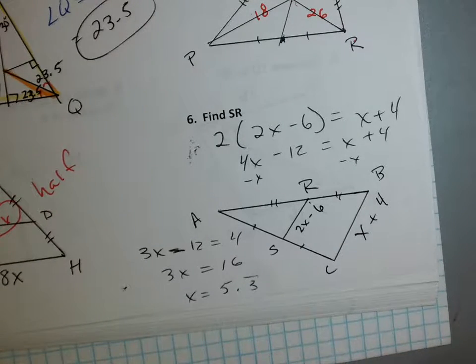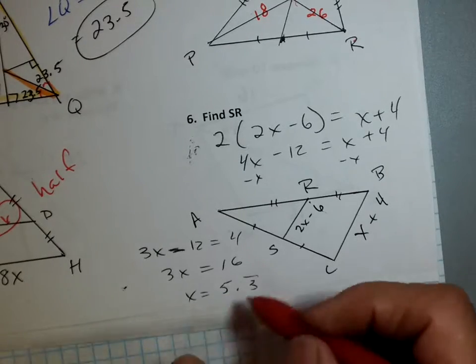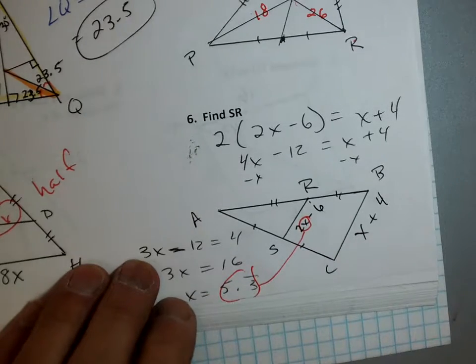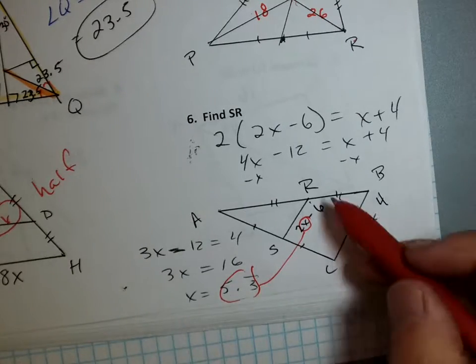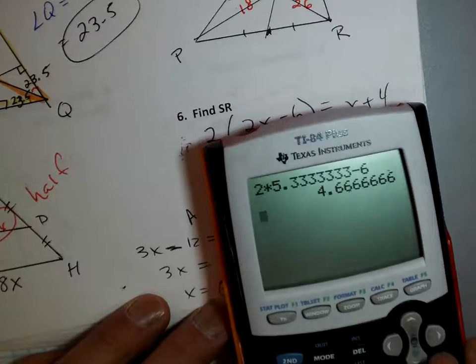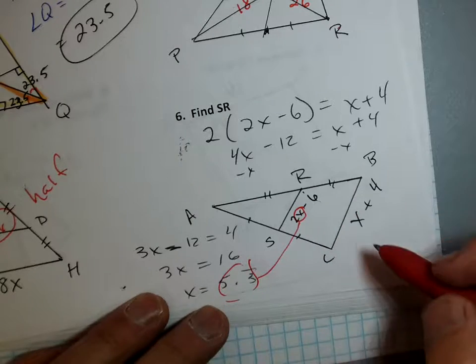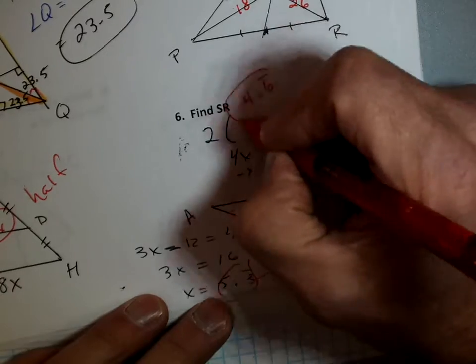Okay, now I need to find SR, so plug that in. I'm just going to take my 5 1/3, I'll plug it right there, okay? All right, so I'm going to go, okay, I can do this. 2 times 5.3 repeating minus 6, and I get an answer about 4.6 repeating for the length of that. Okay, I just plugged it in my calculator. See, 2 times 5.3 minus 6. So I get this SR to be about 4 2/3, or 4.6 repeating. Okay?